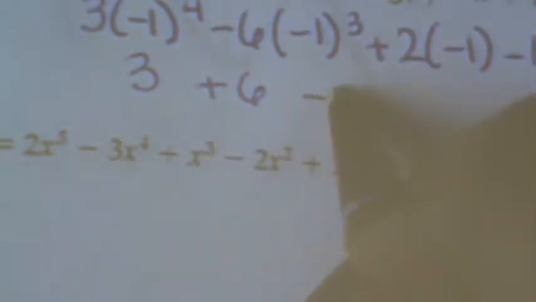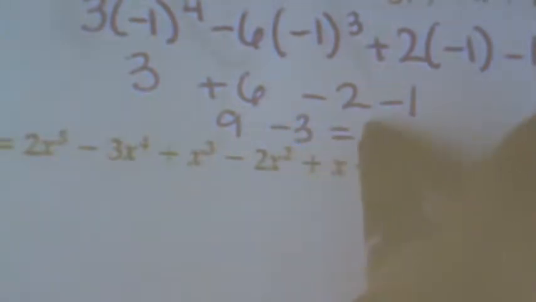Then number 33, you're going to plug negative 1 in here: 3 times negative 1 to the 4th power minus 6 times negative 1 cubed plus 2 times negative 1 minus 1. So a negative 1 to an even power is a 1, and 1 times 3 is 3. Negative 1 cubed is negative 1, and negative 1 times negative 6 is positive 6, and then minus 2 minus 1. So this is 9, and then minus 3, which is 6.